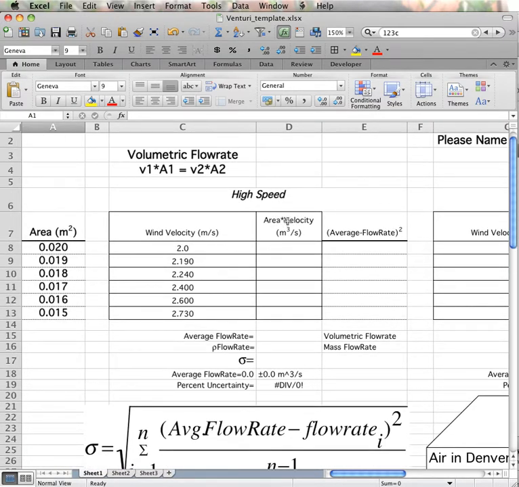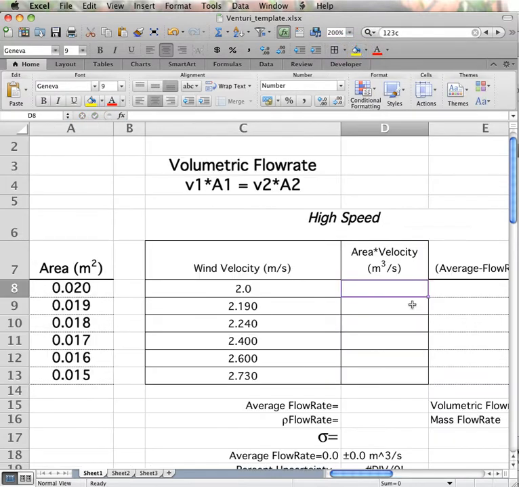Now we need to find the flow rate for each of these wind speeds with their corresponding cross-sectional areas. So we're going to create a formula right here, equals. That's how we start a formula in a spreadsheet, with the equal sign. Let me zoom in a little bit here so we can see this a little better.